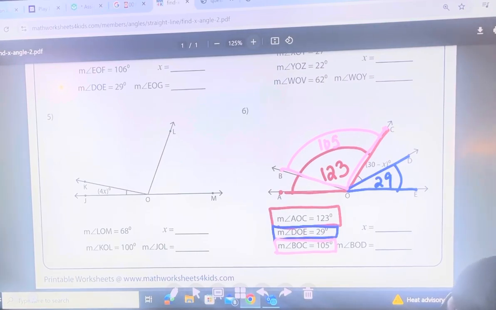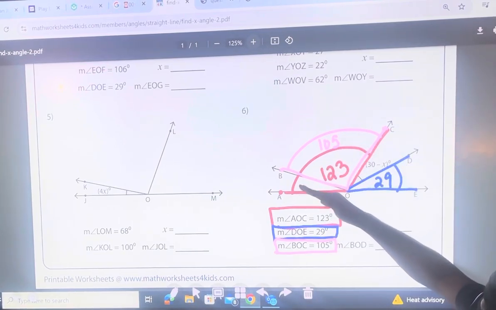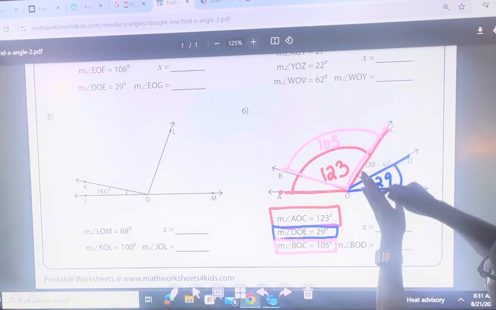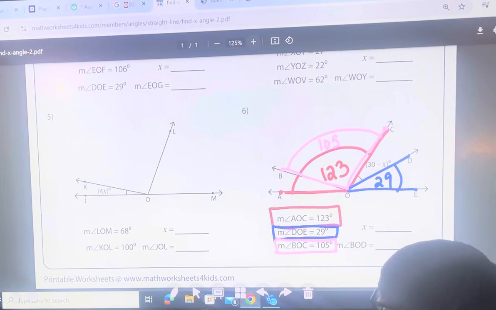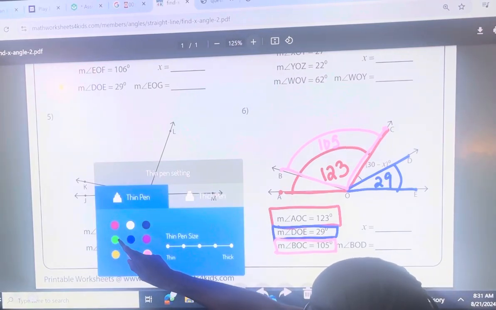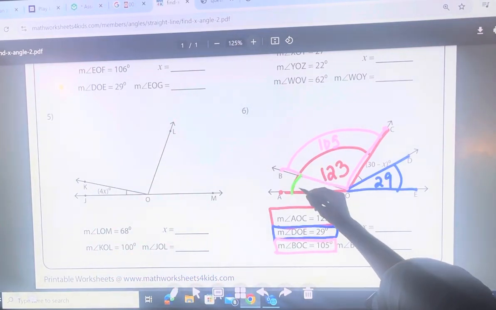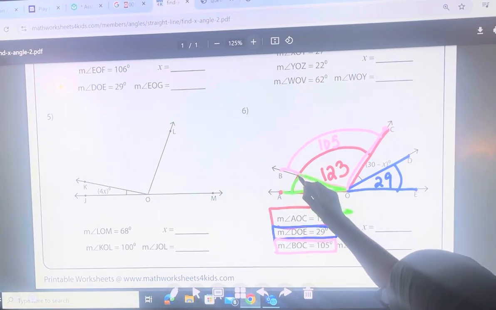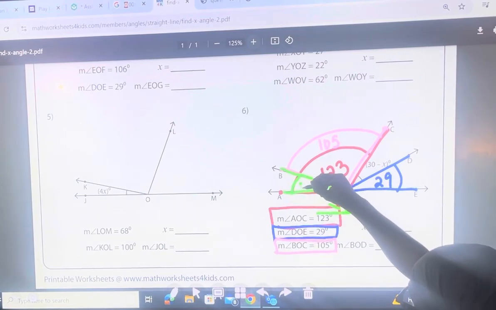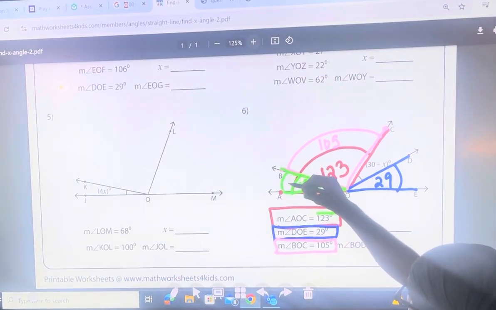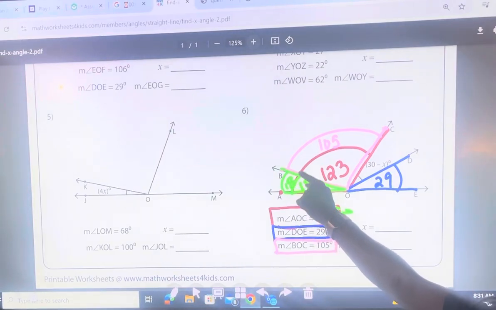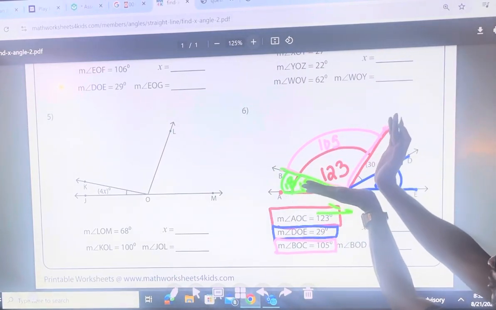Those didn't cut off. So with the AOC, this entire length was 123. But of that 123, we only got 105, right? So what would this space here be? What would AOB end up being? 18. Do y'all see that? This 18 plus 105 makes this entire 123.